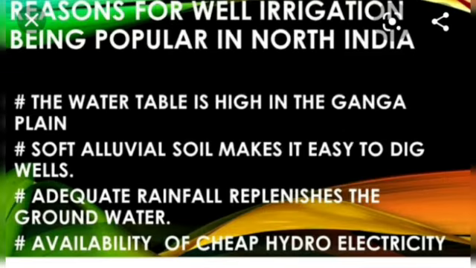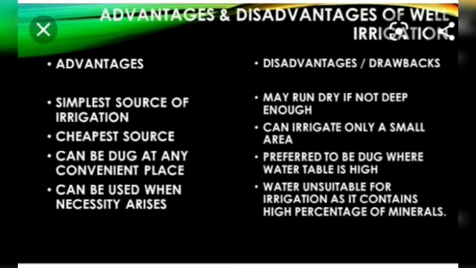Now why is well irrigation, the ordinary well, very popular in the northern side of India? The reason is that the groundwater, or the water table, is very high in the Ganga plain. The soft alluvial soil makes digging the well very easy. The rainfall replenishes the groundwater, and there is a continuous supply of hydroelectricity, which is very cheap.